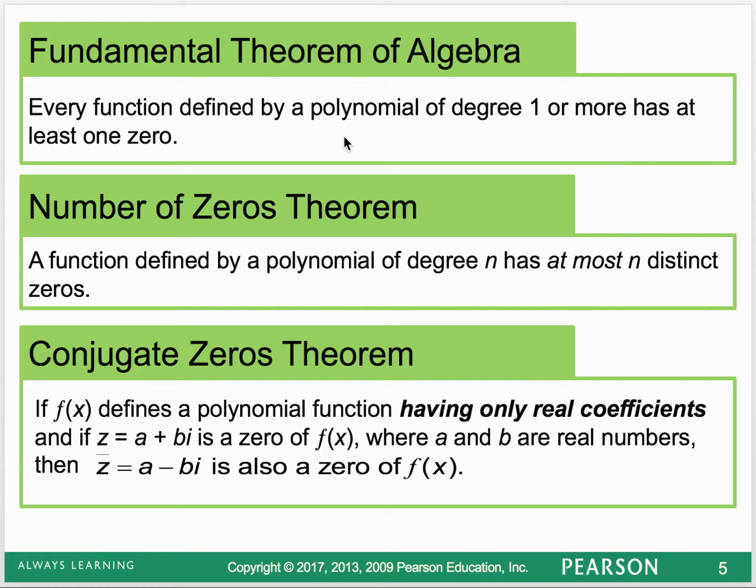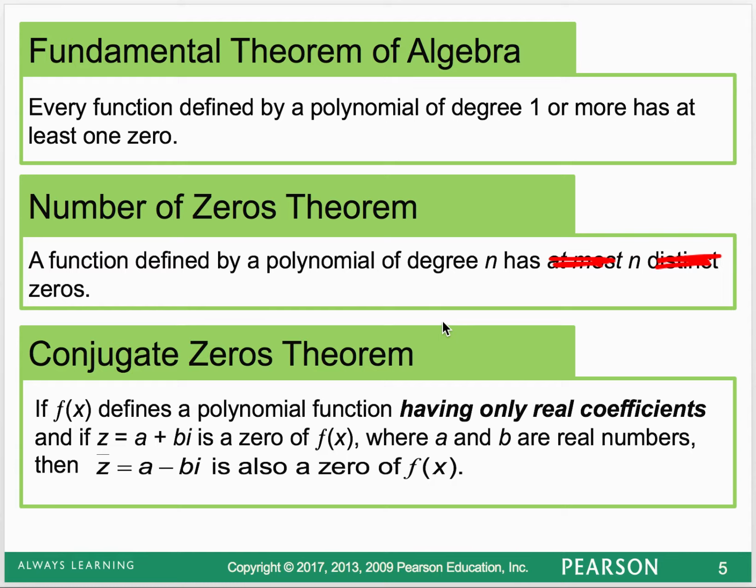So we have the fundamental theorem of algebra, which tells us that any polynomial function of degree 1 or more has at least one zero. Okay, that's the fundamental theorem of algebra. And it turns out that any polynomial of degree n has at most n distinct zeros. So I like to change this to saying it has n zeros. So if we have a fifth degree polynomial, it's going to have 5 zeros.